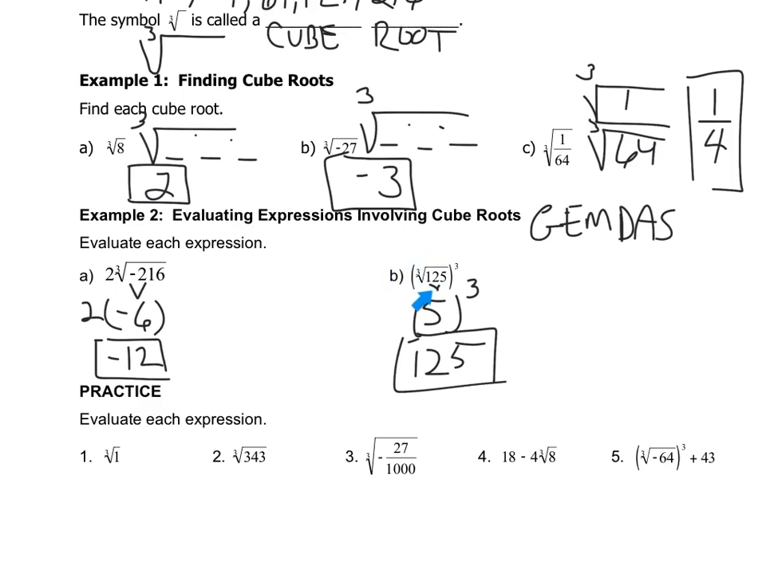Now, just like we saw in the last section with square roots, when I take the cube root and then I cube it, notice that this radicand under here, this 125, is my answer. So we mentioned in the previous square root section that the square and square root undo each other. And that's the same thing here. The cube and the cube root are inverse operations.